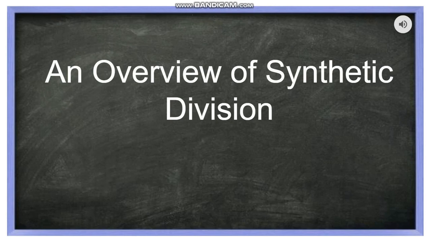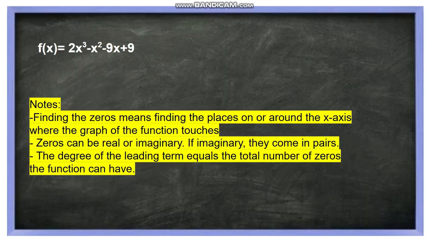Today I will be giving you an overview of synthetic division. Now, synthetic division is often used because it's simpler and easier when dividing polynomials by a linear factor. In this case, we will use it to find the zeros of the function f of x equals 2x to the third minus x squared minus 9x plus 9. Finding zeros simply means finding the places on the x-axis where the graph of the function touches.